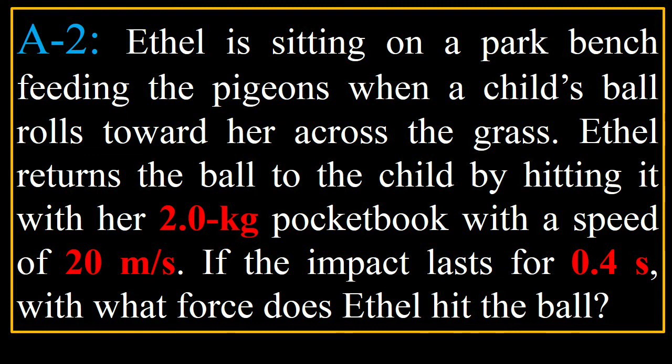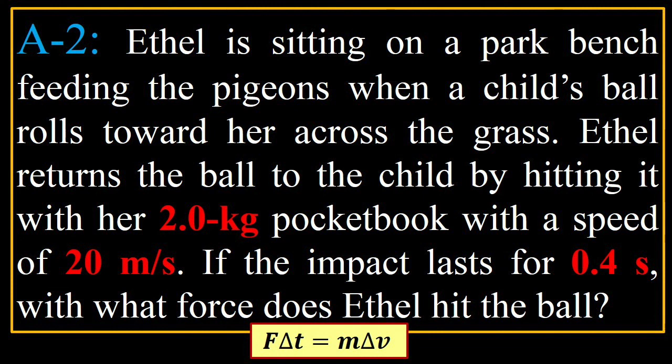Ethel is sitting on a park bench feeding the pigeons when a child's ball rolls towards her across the grass. Ethel returns the ball to the child by hitting it with her 2-kilogram pocketbook with a speed of 20 meters per second. If the impact lasts 0.4 seconds, with what force does Ethel hit the ball? Well, we see that it's going to be a momentum of 40 kilogram meters per second. And that's going to equal F delta T, which is going to be F times 0.4.